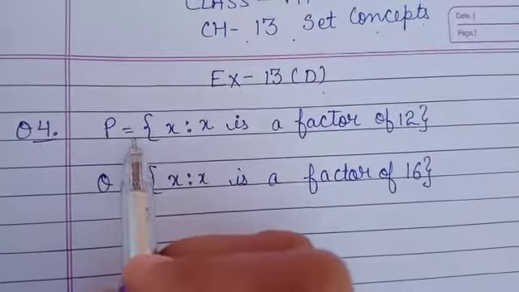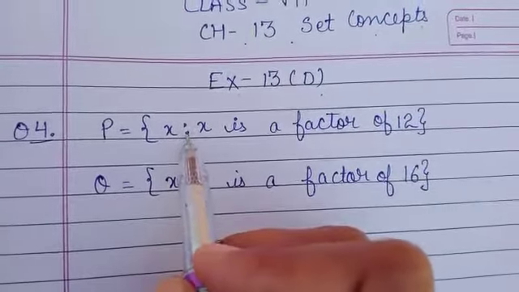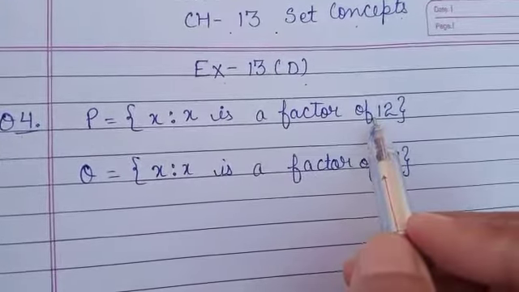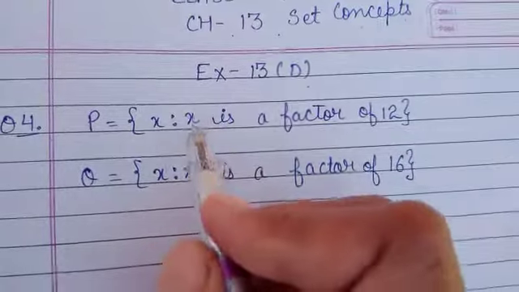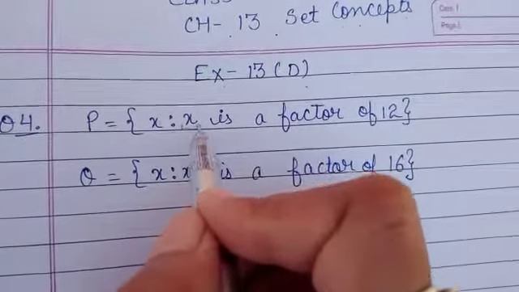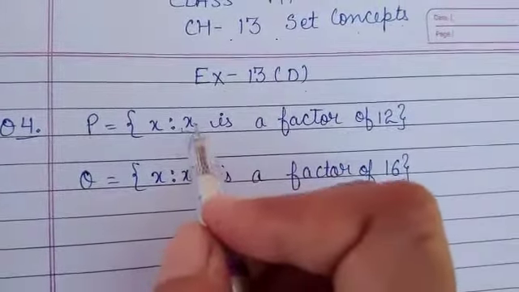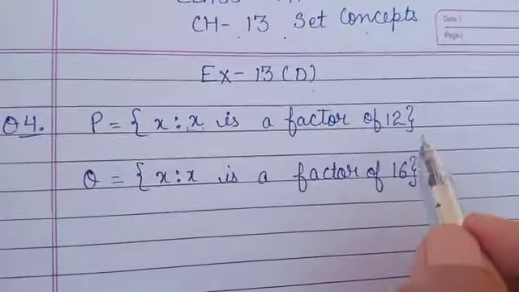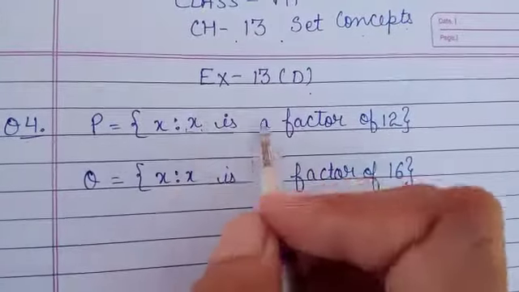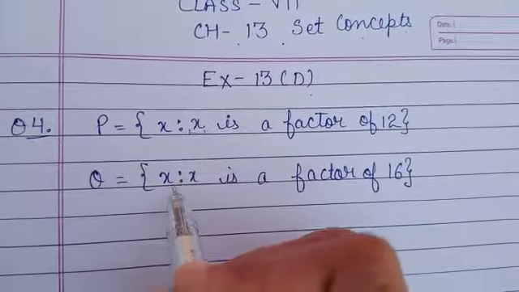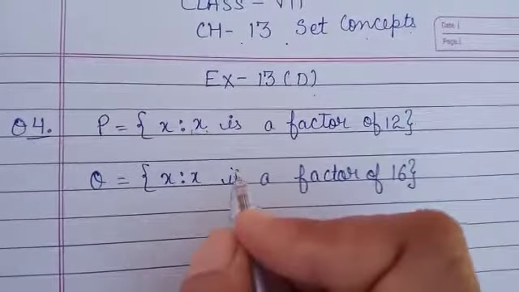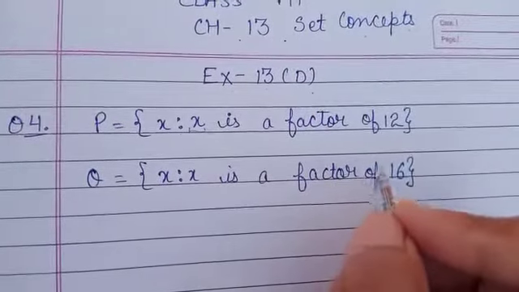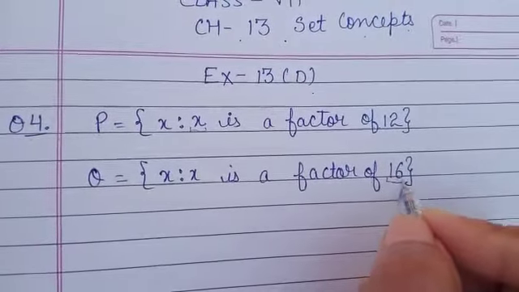Here set P is equal to {x such that x is a factor of 12}. The bar means "such that". Here x, what values will come inside this bracket? Those that are factors of 12. The numbers which, when multiplied, give 12, those factors of 12 will come inside this bracket.